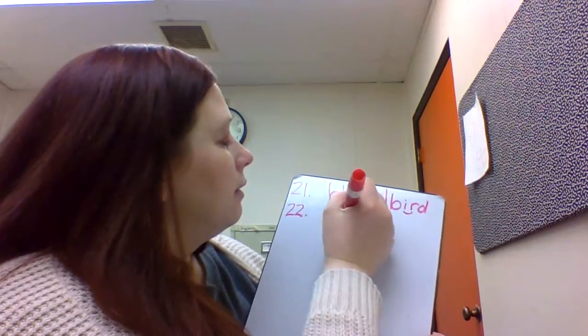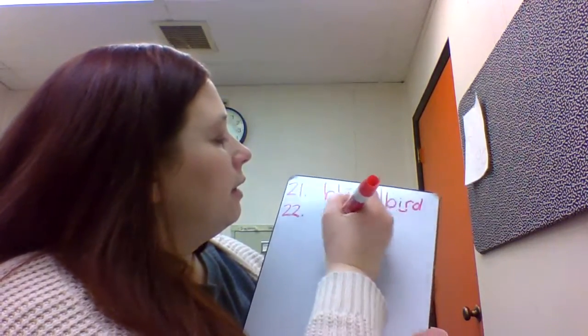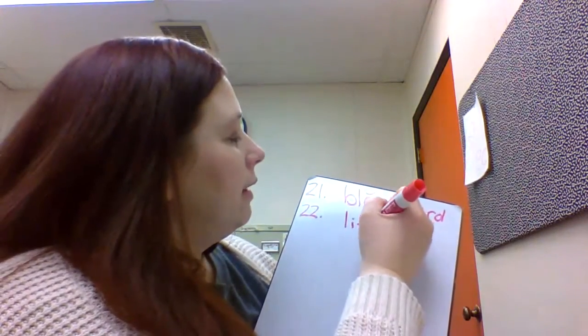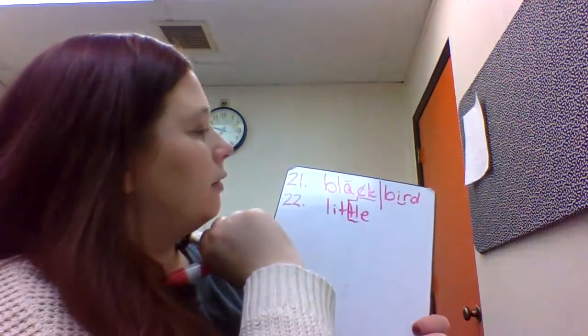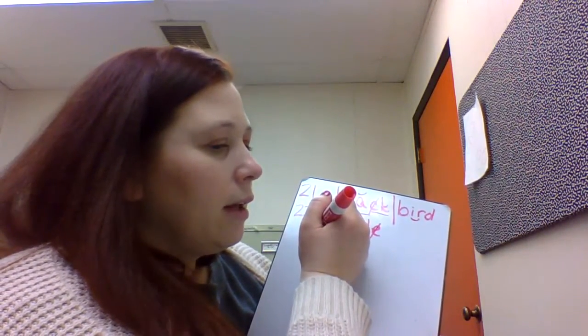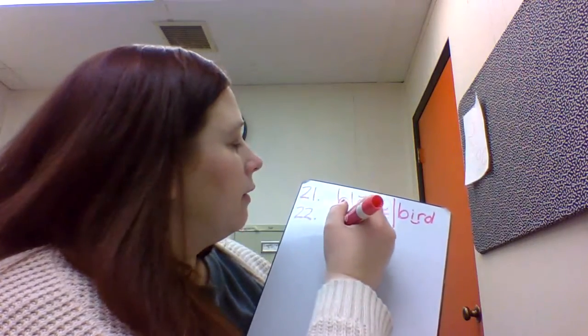Number 22 is little. Here we have our TLE final stable syllable. So we cross off that E. And it's a brev on our I.